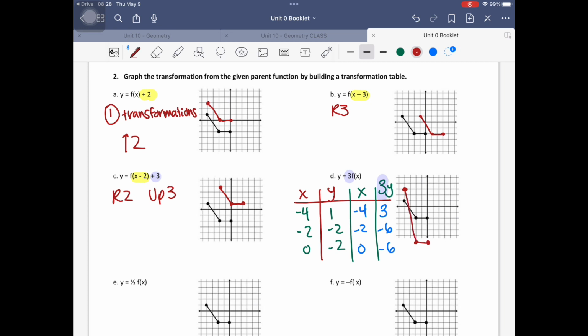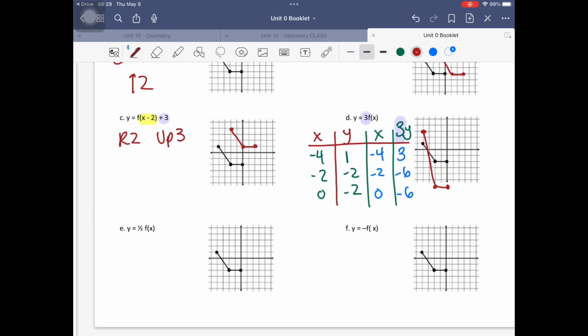There we go. That would be our graph right there, so we stretched it, okay? Those ones are a little confusing, so that's why you have to make a transformation table with it, because you're just taking all the y values and multiplying them by 3, okay?